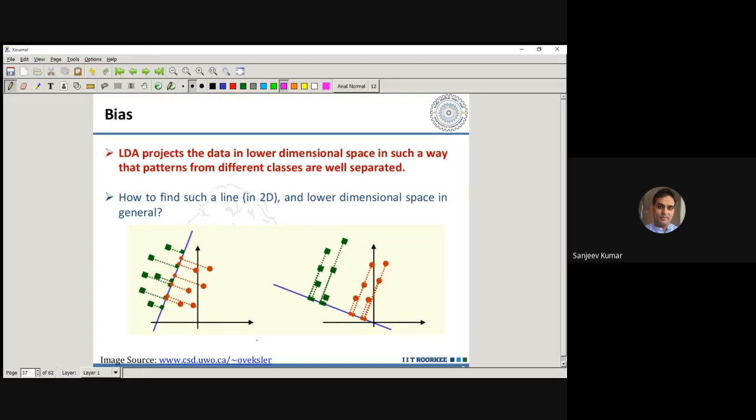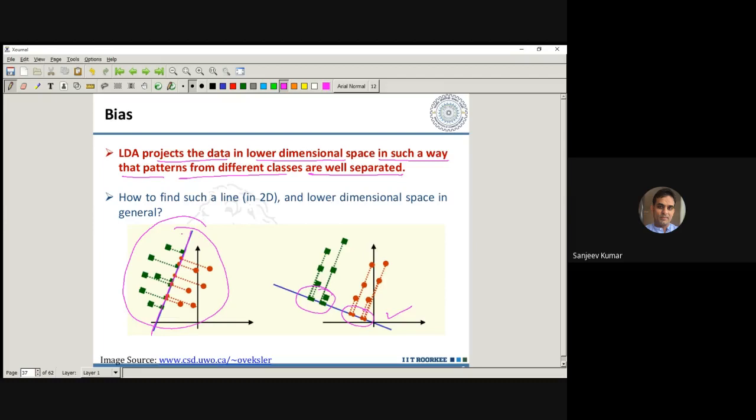So for example, from here you see this is again two-dimensional data. If I apply PCA, this is the line of maximum variation, and you see I am getting a mixed cluster. But what I want to find is something like this, such that after projection I can get separate clusters of two different classes. So LDA projects the data into a lower dimensional space in such a way that patterns from different classes are well separated.